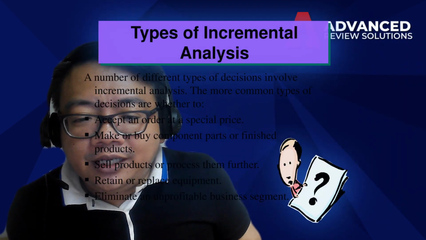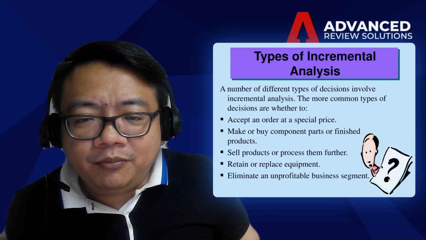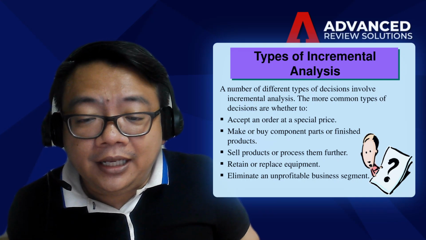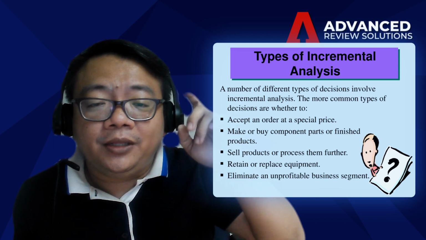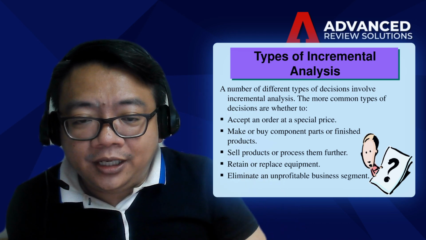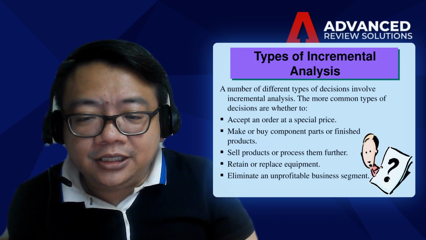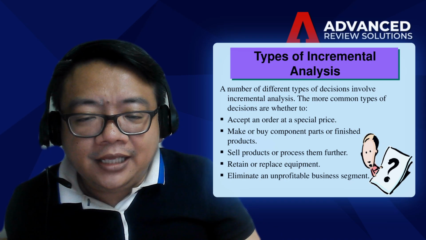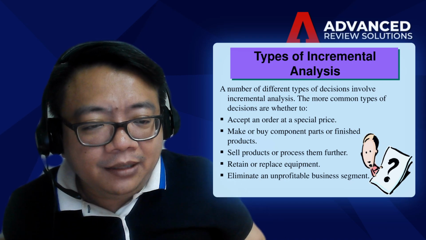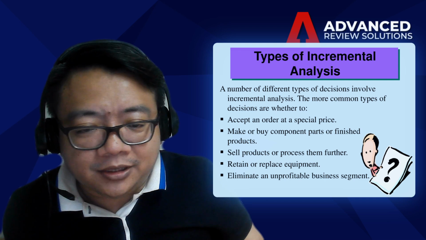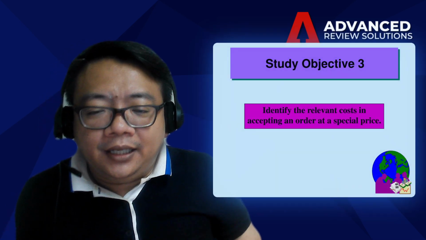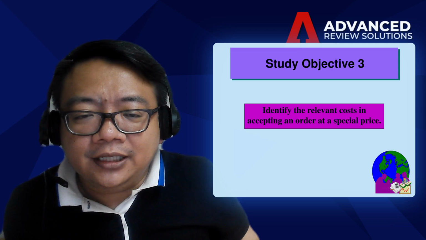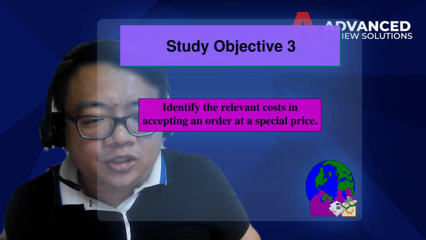Okay. So, ano class yung mga types of incremental analysis? Ito class yung gagawin natin later: accept an order at a special price, make or buy decisions, sell the products or process it further, retain or replace equipment, and eliminate the unprofitable segments. Okay, we go with number one. Identify the relevant costs in accepting an order at a special price.